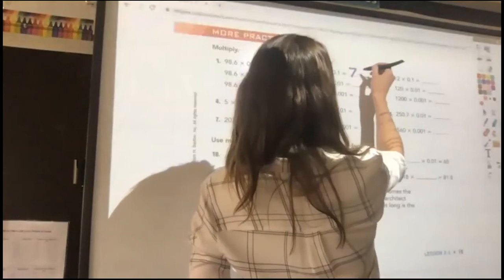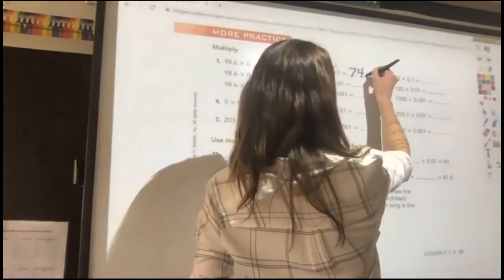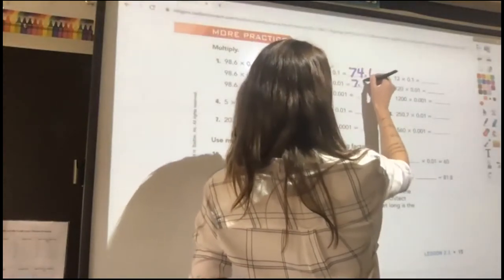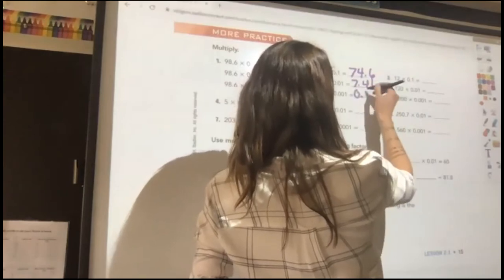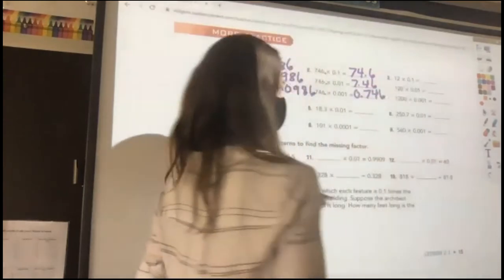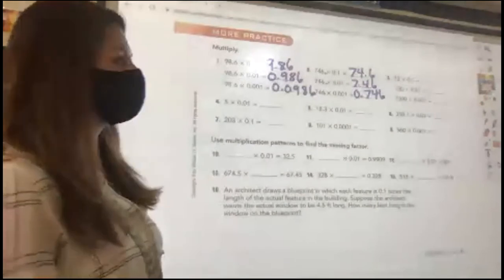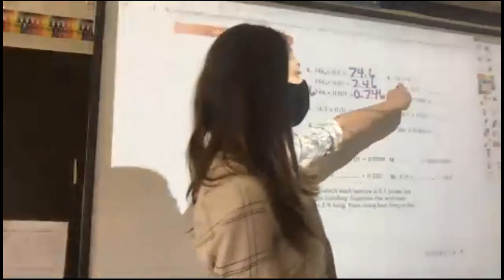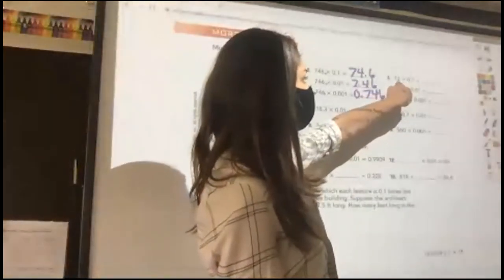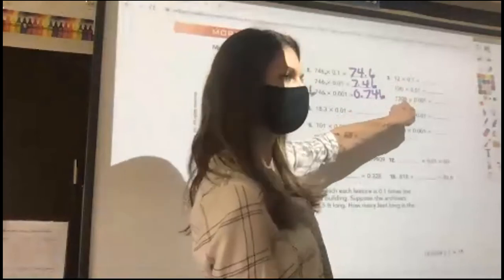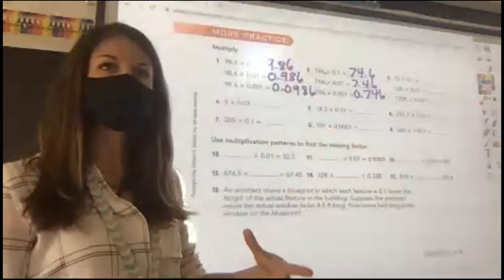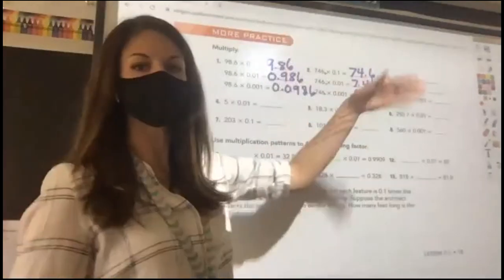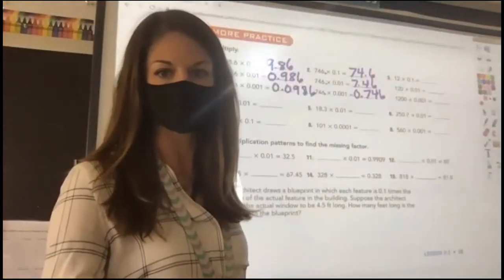Nice job, everyone. Okay, so I'm seeing some answers come in now. We've got 74.6, 7.46, 0.746. Easy. Now look at number 3. The original number is different each time. So be careful that you are moving it the appropriate amount of places, okay?